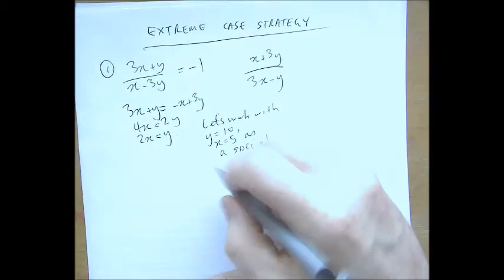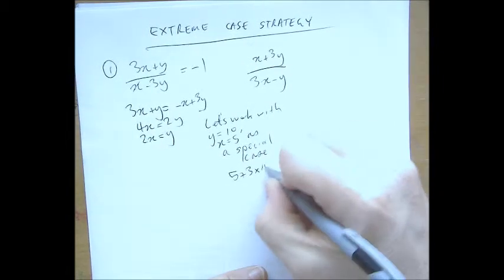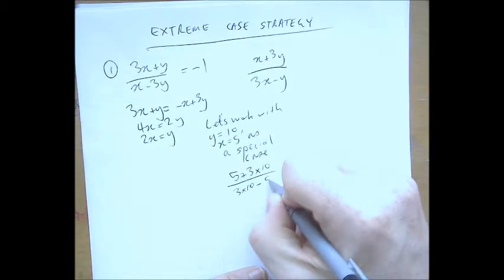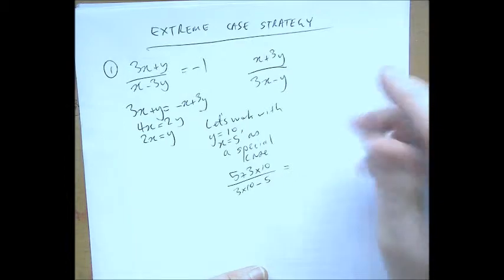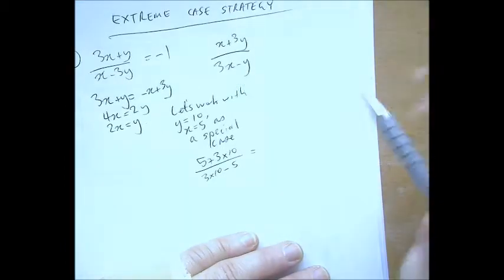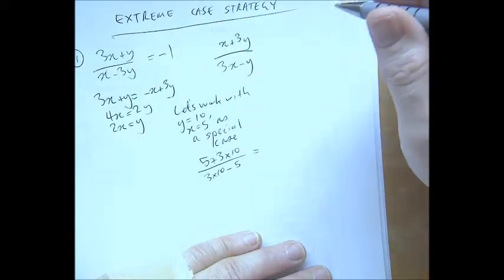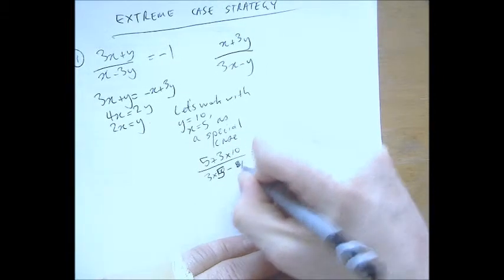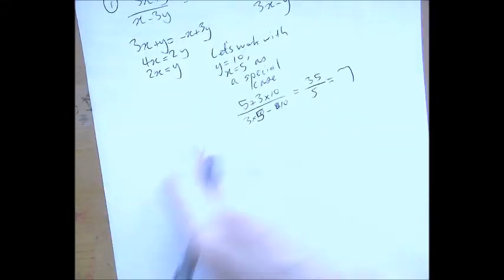Now, then we would have 5 plus 3 times 10 over 3 times 10 minus 5, which would be... have I got this right? Oh, sorry, that's 3 times 5 minus 10, so it's 35 over 5, which is 7. So there we go, that's the answer to that.